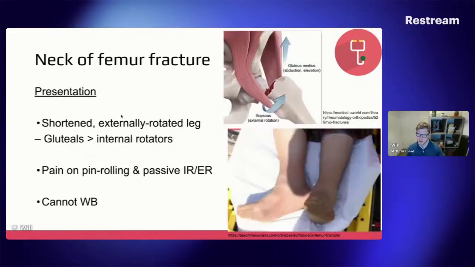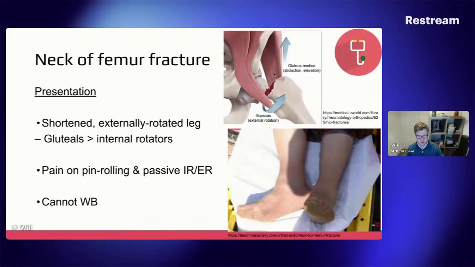So if you're in the emergency department and you think someone's fractured their neck of femur, what are you going to see? Well, the classic presentation I'm sure many people will be aware of is a shortened, externally rotated leg. You can see in this image here, it's this right leg. You can tell by the heel here on the right foot, here on the left foot, and the toes are pointed out, which shows that the leg is externally rotated.